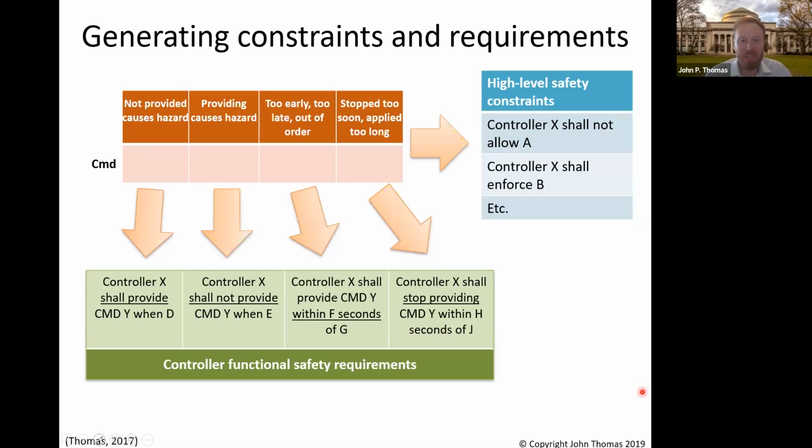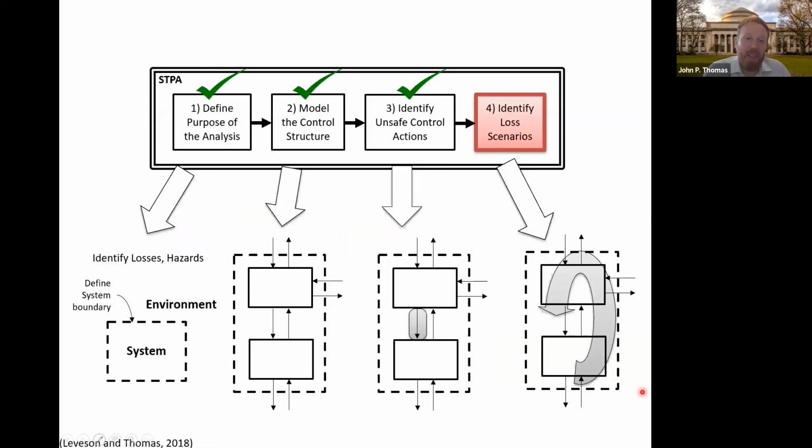All right, so this is step 3. We identify the unsafe control actions. We get some nice requirements out of these immediately. By the way, there's a way to make these completely generated automatically and make these formally executable. We'll talk about that after the intermission. But let's move on to step 4.